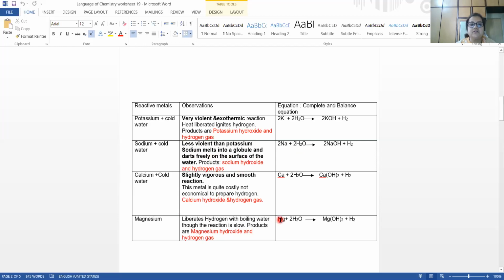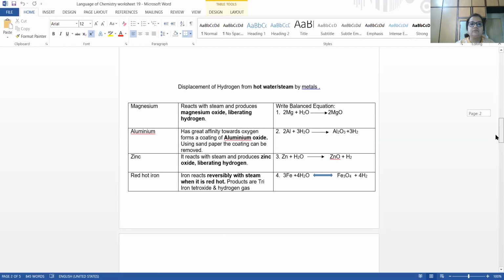Okay, similarly this. Now magnesium is a funny thing. That is what is funny about it. It reacts with boiling water to give you magnesium hydroxide, and when it is burned in the presence of steam, it gives you magnesium oxide. And both the times hydrogen gas is given out.